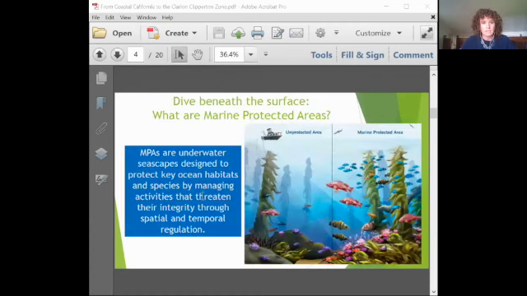So what exactly is a marine protected area? It's an underwater seascape that's designed to protect key ocean habitats and species by managing activities, whether it's fishing or mining or other activities that could threaten the integrity of those seascapes. And you can manage that through either spatial or temporal regulation, for example, over different seasons, depending on whether there's migratory animals, or over a spatial extent as well.